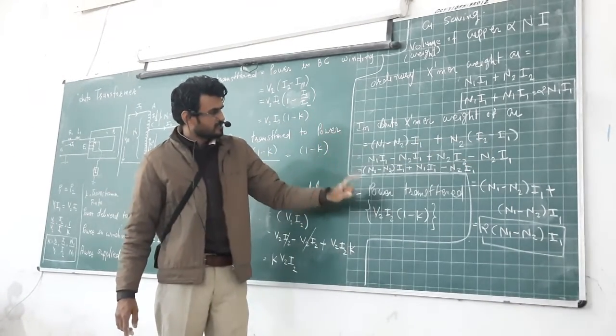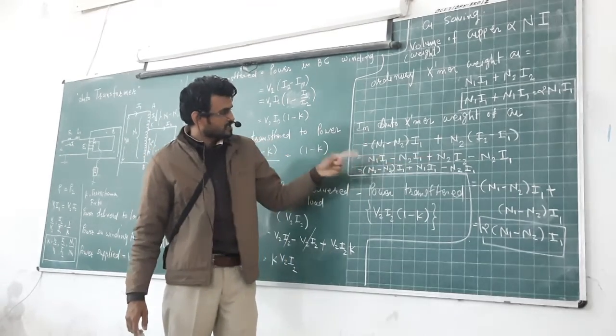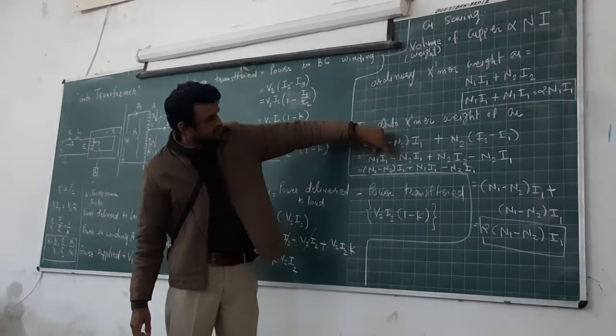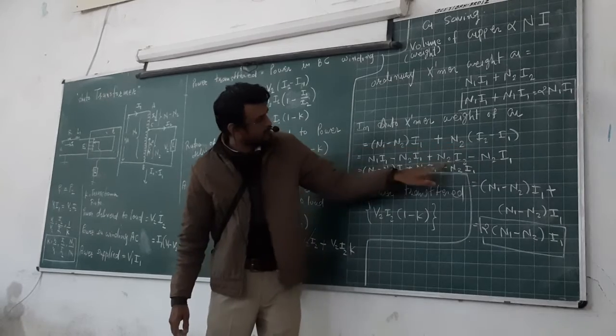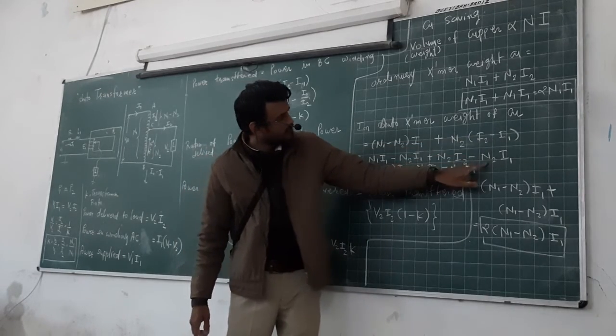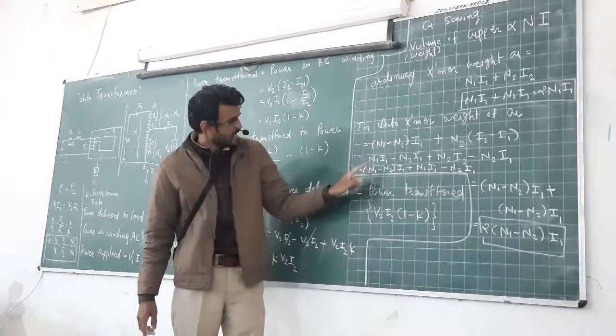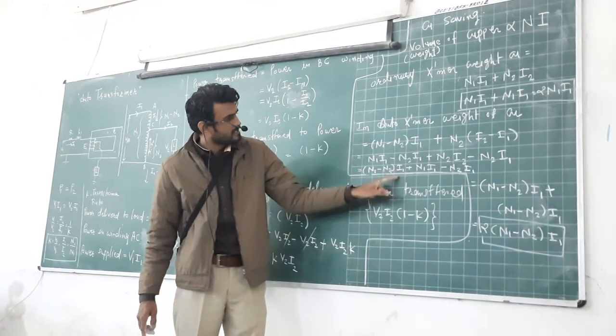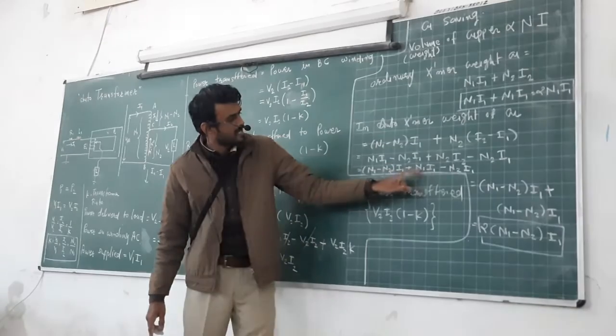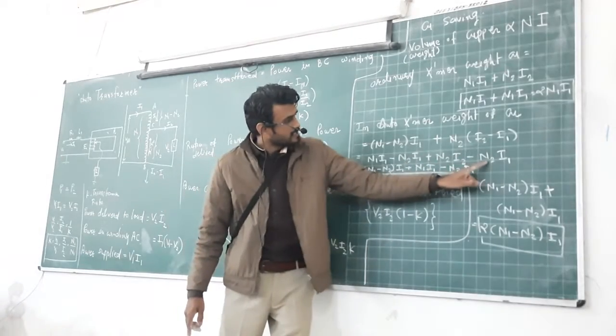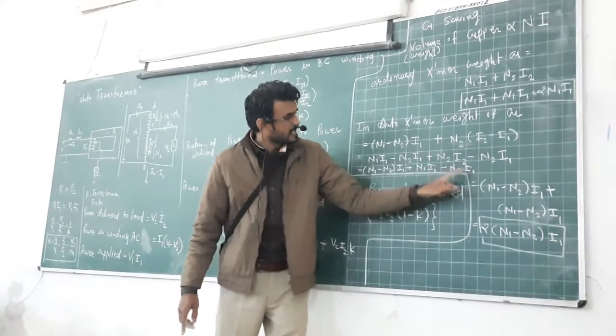Make the simplification. You can, by the way, ignore these steps. Don't look at this step. Only see here, N2 I2 minus N2 I1. This term as it is, (N1 minus N2) I1. N2 I2 again replaced by N1 I1. This N2 I1 is as it is.